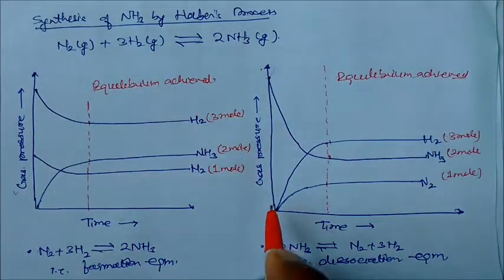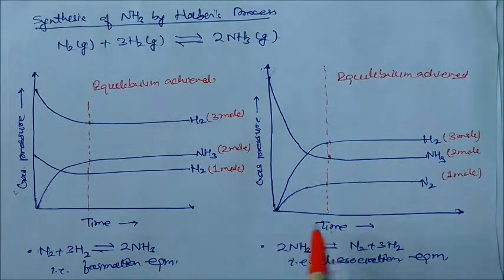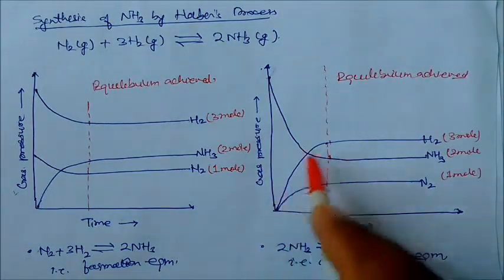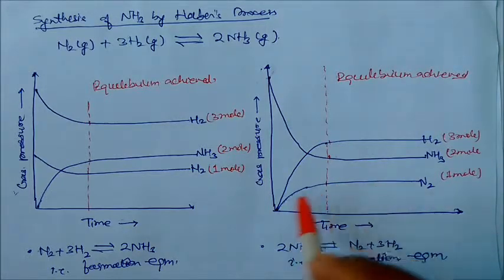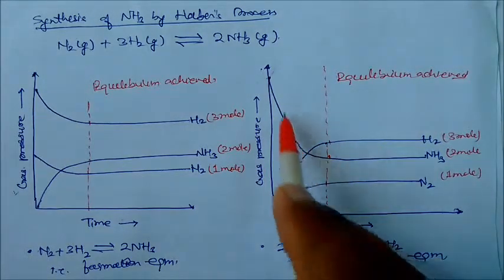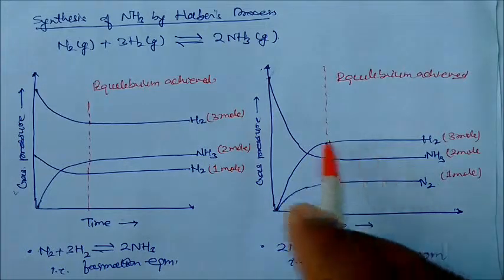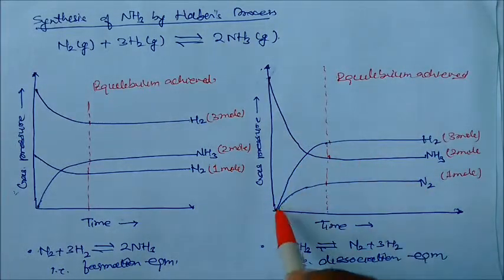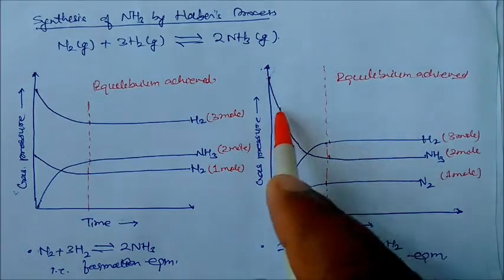We can also draw it in this form. This is the gas pressure and this is time. This is the nitrogen and this is the hydrogen. Here you can see hydrogen and nitrogen more at the start, while the product is increasing as they decrease.